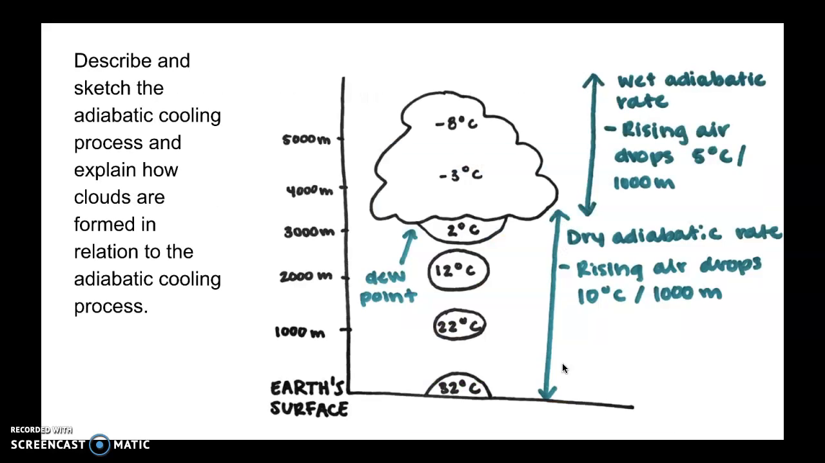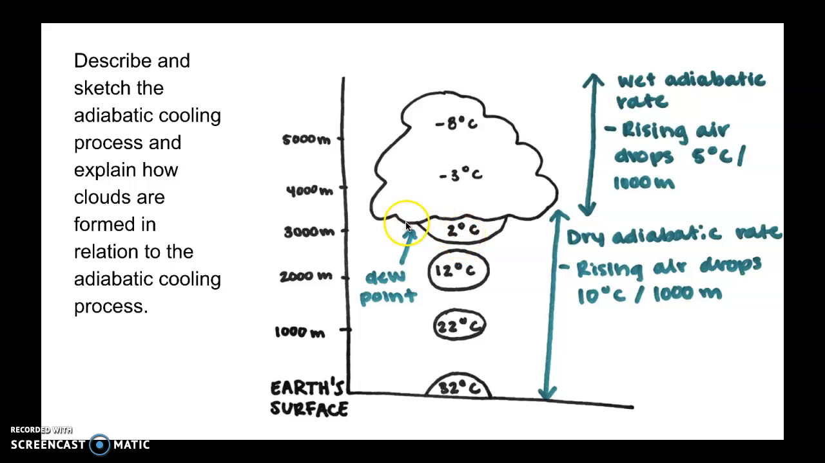The adiabatic cooling process occurs when air is allowed to expand. Therefore, it cools the air. In the picture shown on the right, we can see a parcel of air. It loses temperature by 10 degrees Celsius per 1,000 meters going up. We can see pressure is decreasing, therefore we're losing temperature.